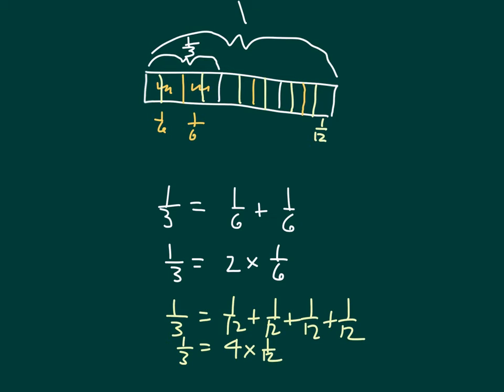How many 12ths equal 1/6? Well, this was 1/6 here, right? That was 1/6. And then it's 1/6 and 1/6 there. There are 2 twelfths equaling 1/6. 2/12 does equal 1/6.